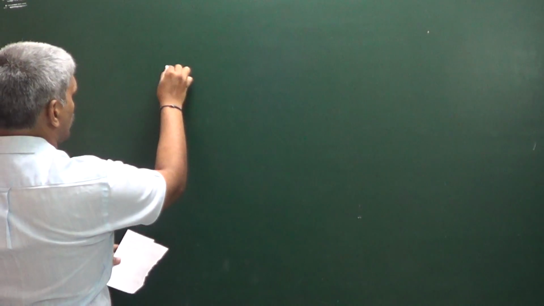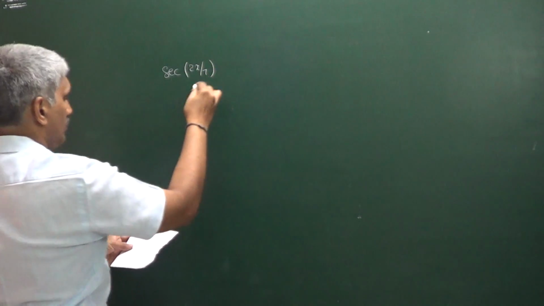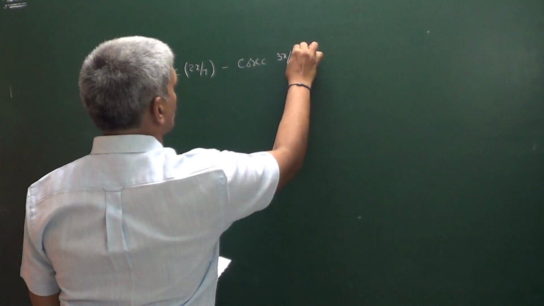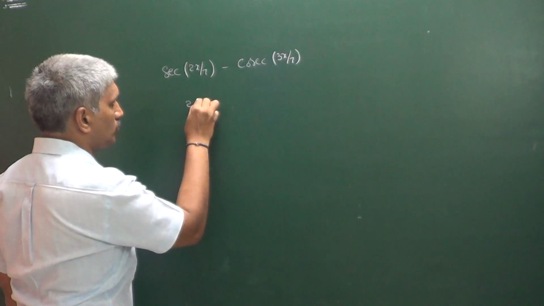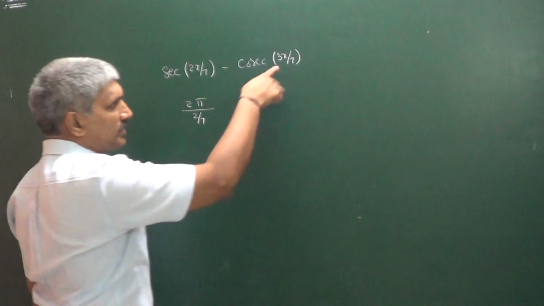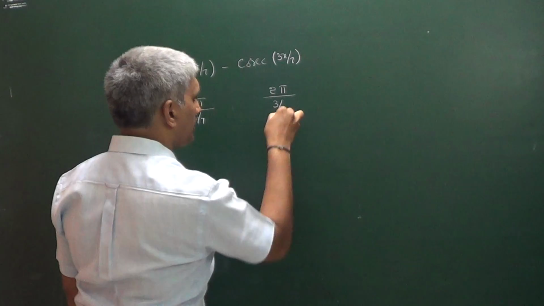So this is another question given here. We want to find out the period of sec(2x/7) minus cosec(3x/7). This function's period we have to find out. So this function's period is 2π divided by 2/7, whereas this function's period is 2π divided by 3/7.